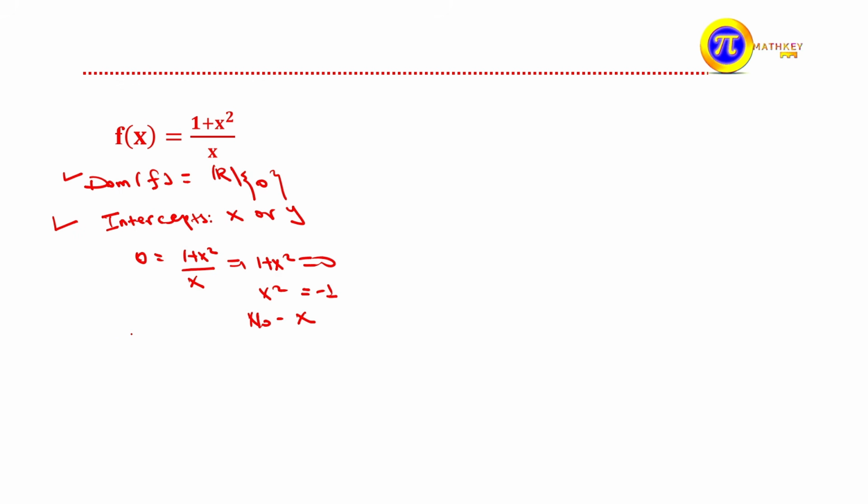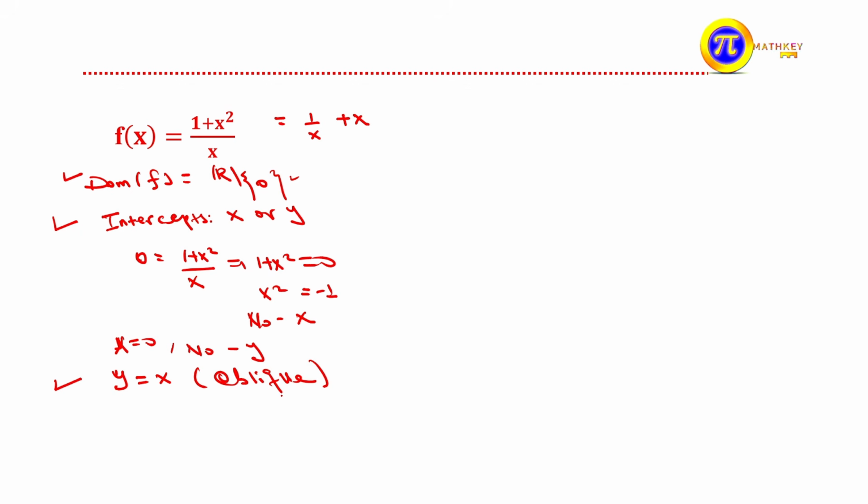Similarly we can find the y-intercept, meaning when x is equal to 0. Can we set x to 0? No. Why? It is not in our domain, so there is no y-intercept. After that, take the asymptote. Here the degree of numerator is greater than the degree of denominator. Simplifying, it equals 1 over x plus x. This shows y equal to x is its oblique asymptote.